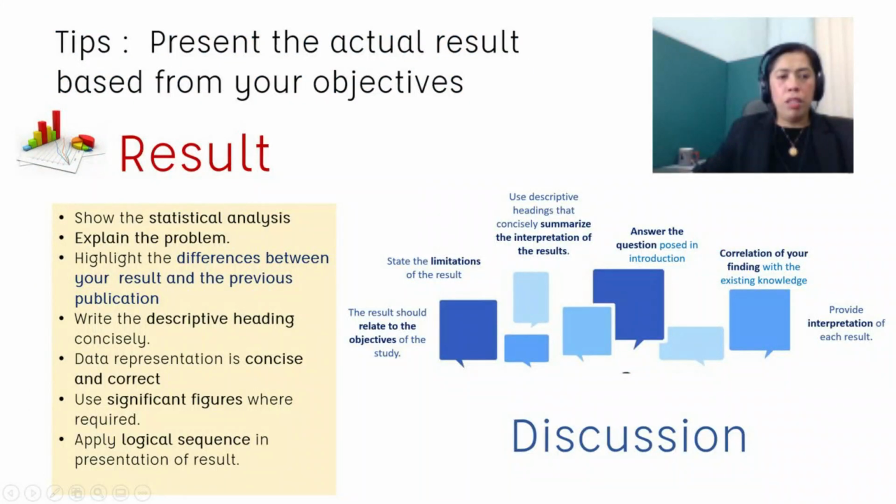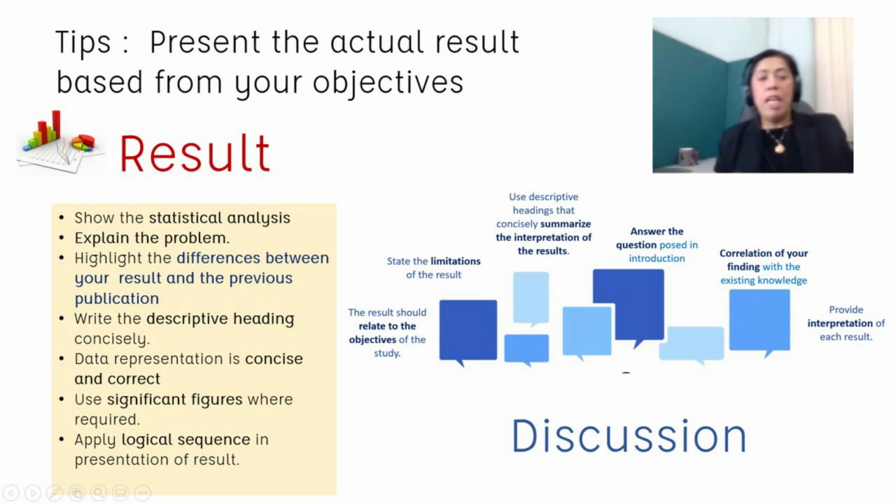For the result, these are some important components. The statistical analysis applied, explain the problem based on the previous studies, the significant figures, and present it in logical sequence. Take note, you may choose either to present in a table or in a graphical form. Please avoid repetition if it is already reflected in the table. What we're going to do is analyze the result and explain the reason behind.